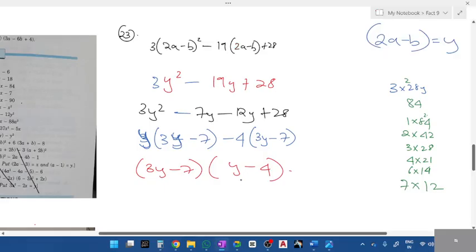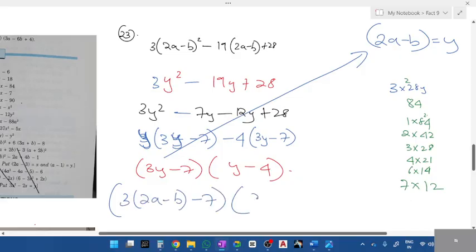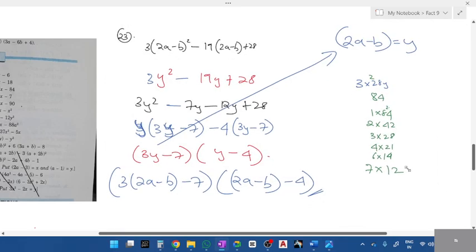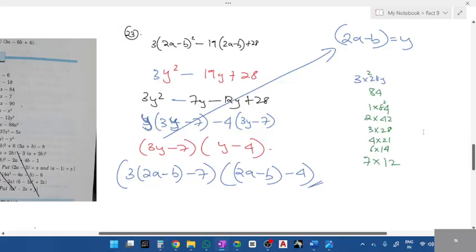But this is not the end. In place of y, what you have to substitute? What you have taken y as? This is what you have taken y as. Now complete it. Add and subtract. Complete the answer. Okay, we are done with this factorization. Similar question 22. You'll have to try the 22nd question.